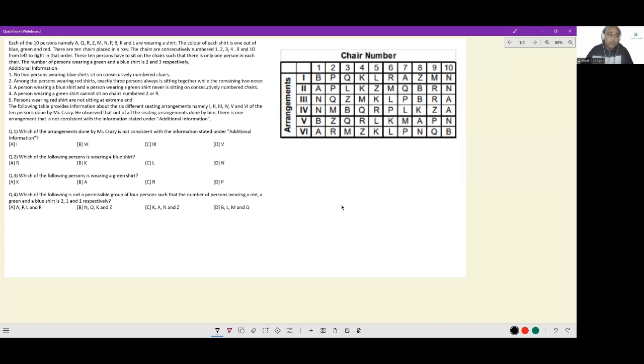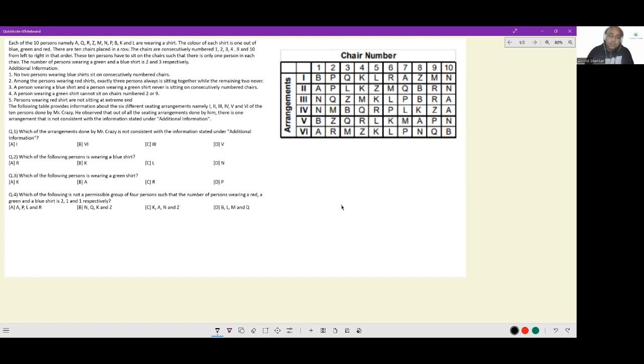Let's look at this set. Each of the 10 persons, namely A, Q, R, Z, M, N, P, B, K, and L, are wearing a shirt. The color of each shirt is one out of blue, green, and red. There are 10 people, there are 3 colors.